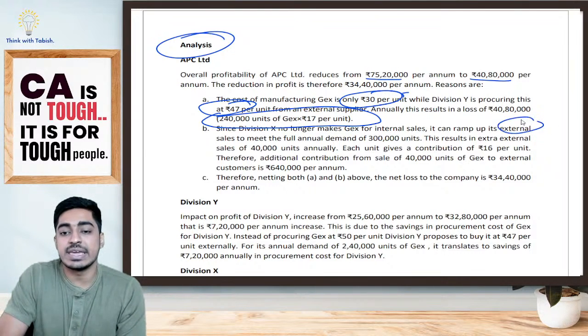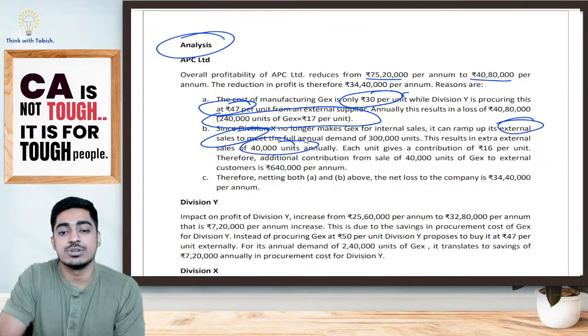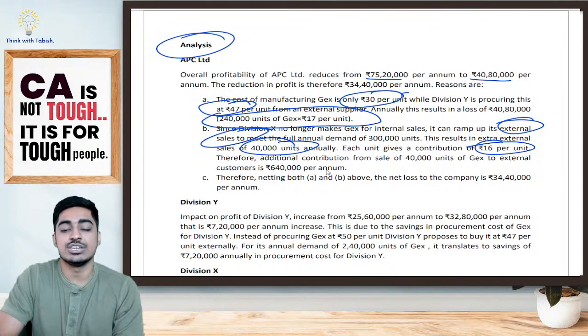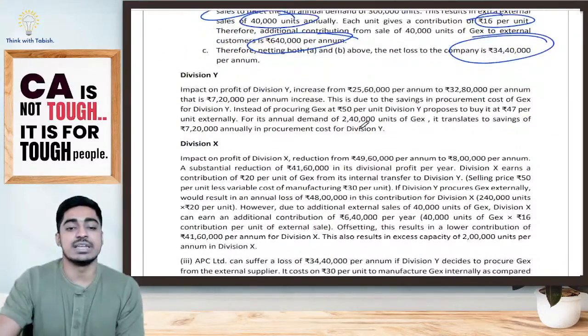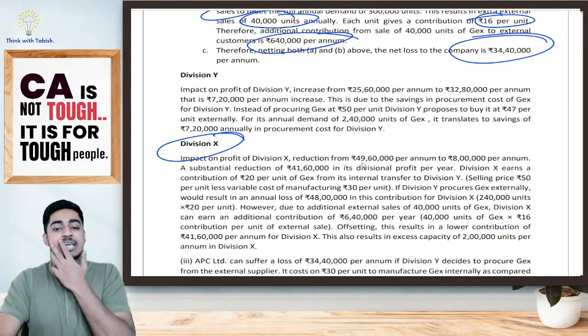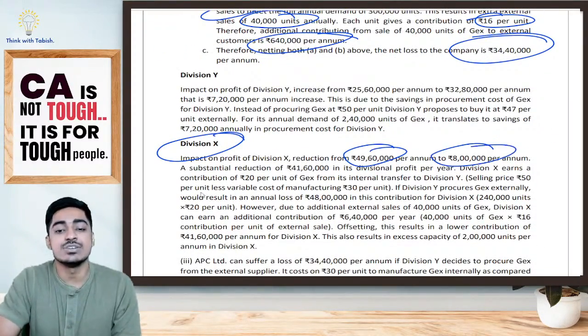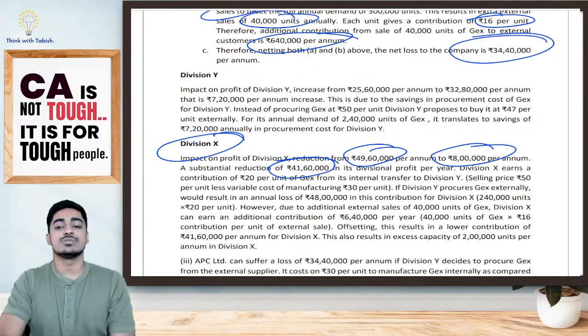Previously, it can now make extra external sales of 40,000 units. On every unit, it is earning 16 rupees. This is the extra contribution. So 34 lakh 40. Next, we are telling division X. Division X profit reduced from 49 lakh 60,000 to 8 lakh. So 41 lakh 60,000 it reduced.